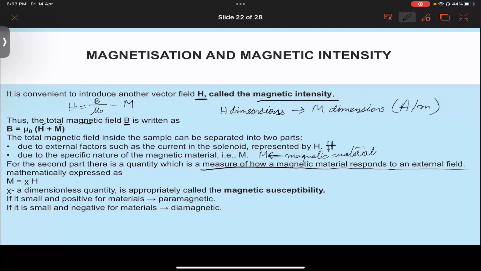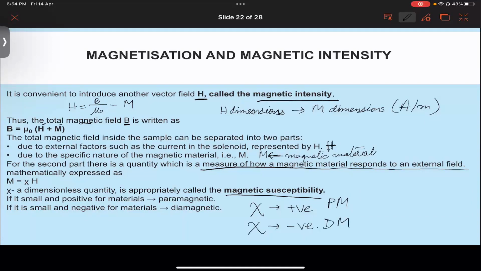So that is actually expressed as M equals chi H. Chi is the quantity which is a measure of how a magnetic material responds to an external field, or how easy it is for the material to get magnetized. It is called magnetic susceptibility. If chi is positive, it is paramagnetic. If chi is negative, it is diamagnetic. We will see what these terms paramagnetic and diamagnetic mean.